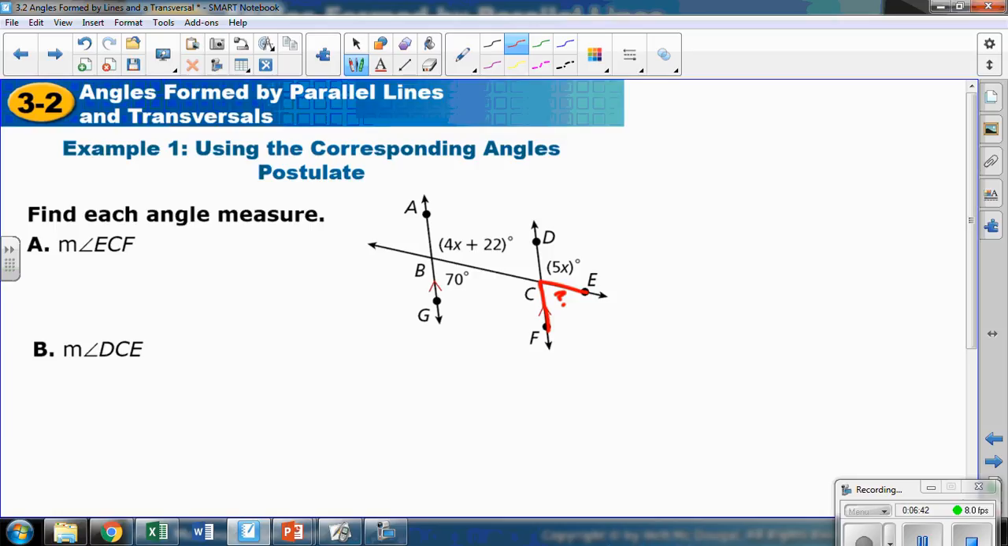You should observe that this is a corresponding angle with here. Bottom right corresponds to bottom right. Because we were told these lines are parallel, we know that those corresponding angles have to be the same. So this one's 70, so is that one. You're done.